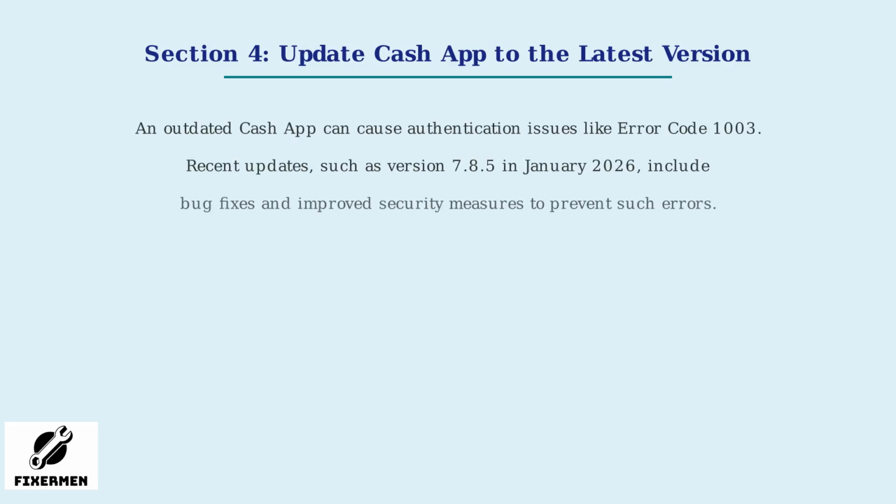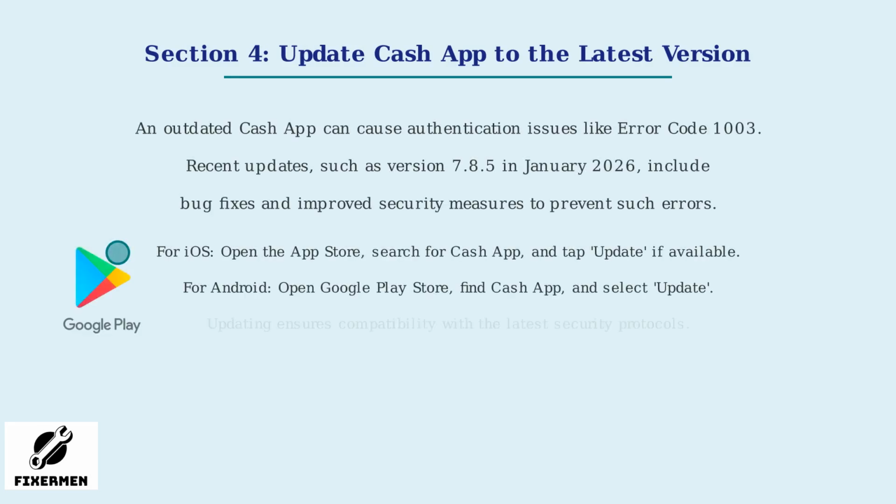An outdated Cash App can cause authentication issues like error code 103. Recent updates, such as version 7.8.5 released in January 2026, include bug fixes and improved security measures to prevent such errors. For iOS users, open the App Store, search for Cash App, and tap Update if available. For Android users, open the Google Play Store, find Cash App, and select Update. Updating ensures compatibility with the latest security protocols.